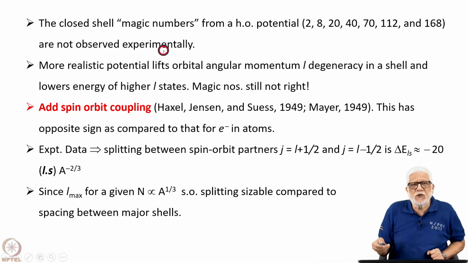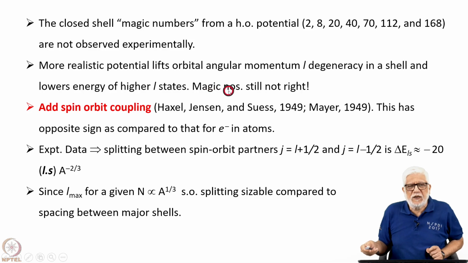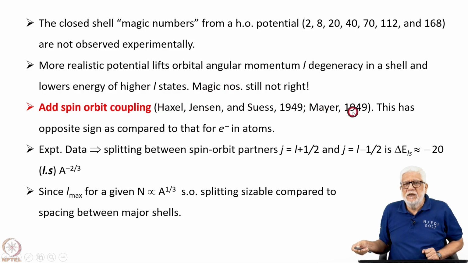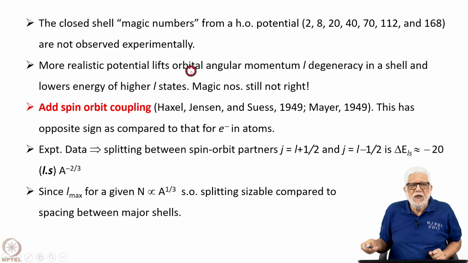And so more realistic potentials actually lift the angular momentum L degeneracy which is there from this harmonic oscillator potential, and it lowers the energy of the high L states. However, still the magic numbers, you don't get them right. And it was the contribution of Haxel, Jensen and Suess, and independently Maria Mayer in 1949. These papers came close to each other in time, and they figured out that unless you add a spin orbit coupling term, you don't get these magic numbers that you observe right.